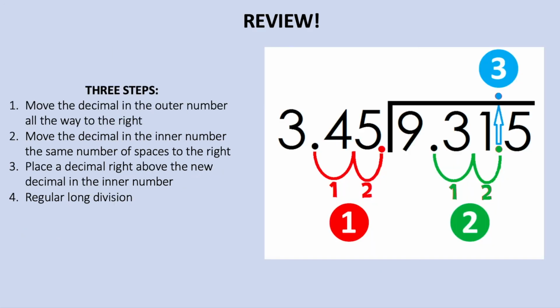Now to review, just remember the 3 steps that you have to do before long division when you are dividing 2 decimals. And here's another easy way to remember these steps. So the first step, move the outer number decimal over. In this case, you move it over 2 spaces. That means you move over the inner number decimal 2 spaces, and then you translate this decimal up to the top above the line here so that you know where your decimal is in your answer.